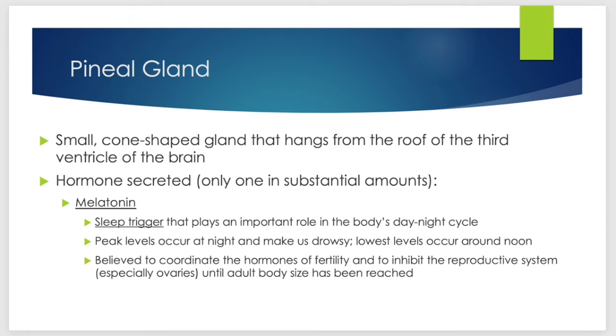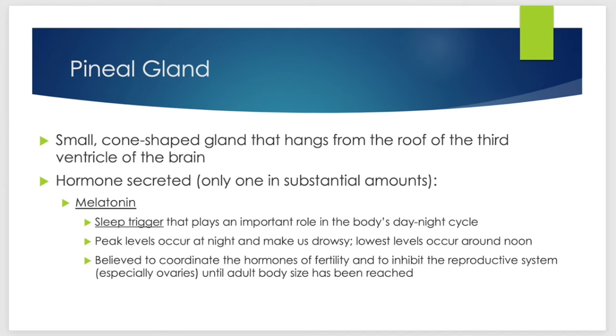Next, we have the pineal gland. We kind of skipped this a little bit when we did the nervous system. We did mention it, but I said we would come back to it when we got to the endocrine system, and that time has come. So the pineal gland is a small cone-shaped gland that hangs from the roof of the third ventricle in our brains. And the only hormone that it secretes in substantial amounts is melatonin.